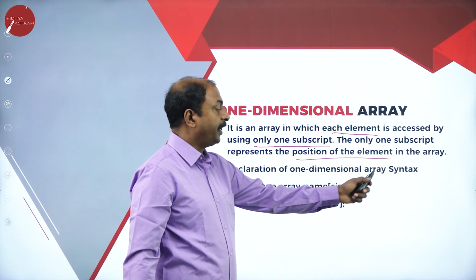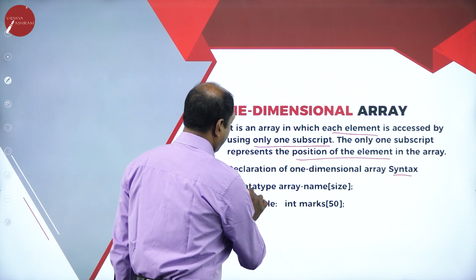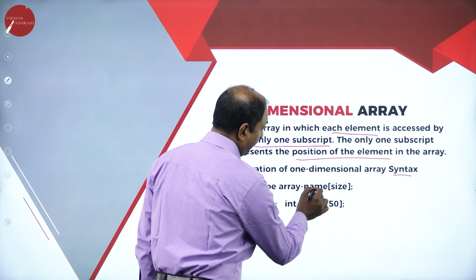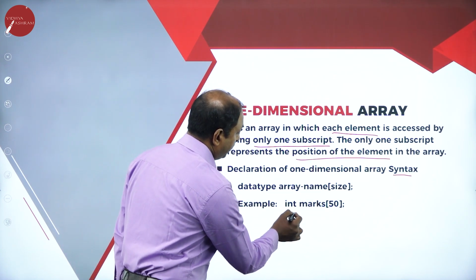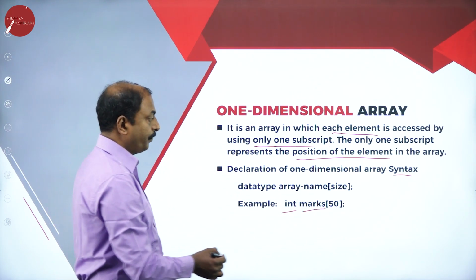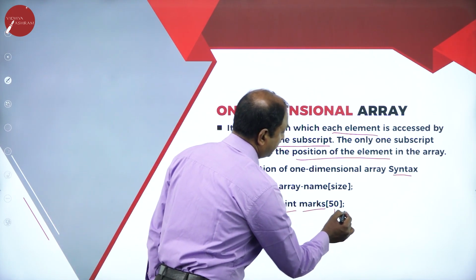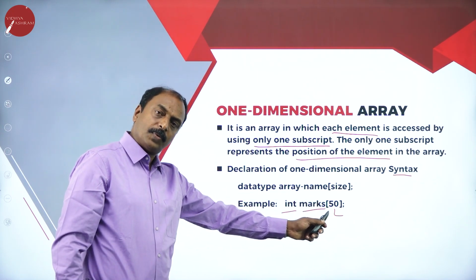Declaration of a one-dimensional array in a program. So what is the syntax? Here the data type, space, array name and size. Now look at this example here: int is a data type, marks is the name of an array, and 50 is the size of an array. So this is how we declare an array in programming.